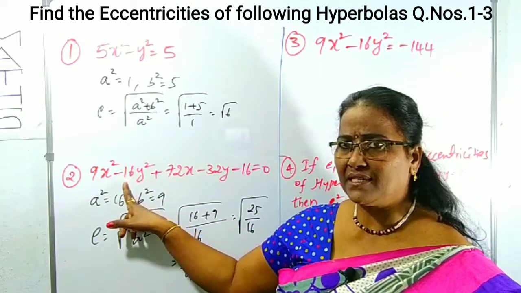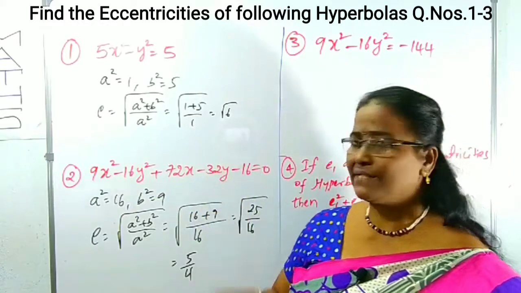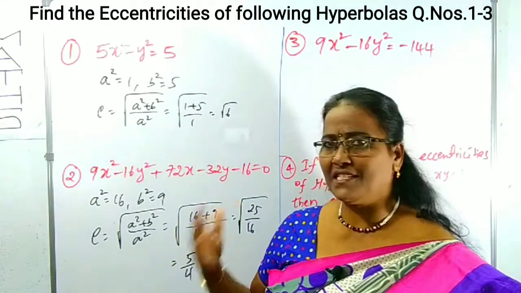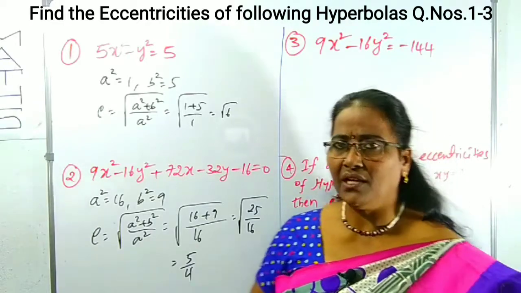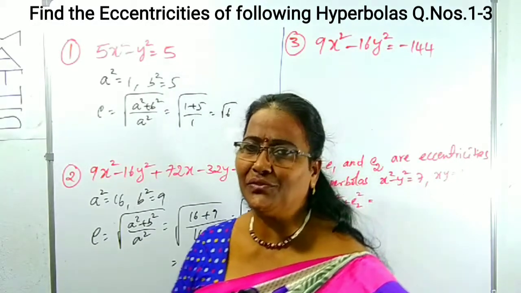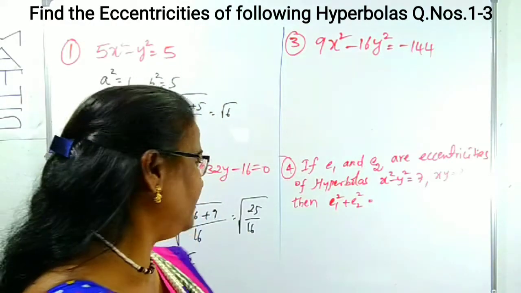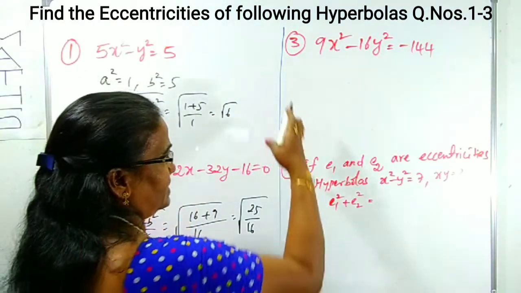32 is divisible by 16, so 2 will come. 16 is divisible by 2. So in such cases, we can directly take it. Okay, so this is a simple way you have to find out how you can take the eccentricity, right? Now come to the next question.